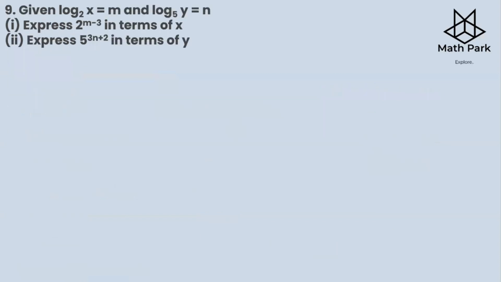Question number 9. Given log of x to base 2 equals m and log of y to base 5 equals n, express 2 to the power m minus 3 in terms of x.